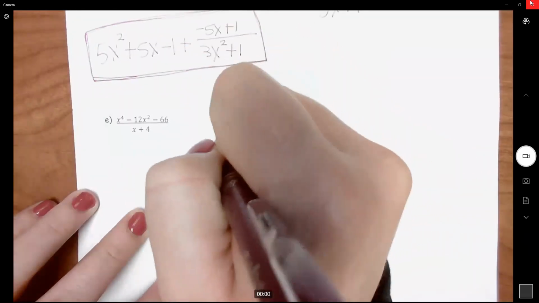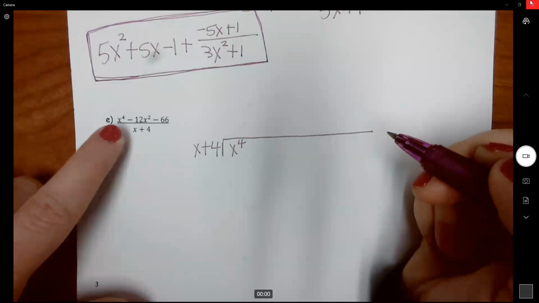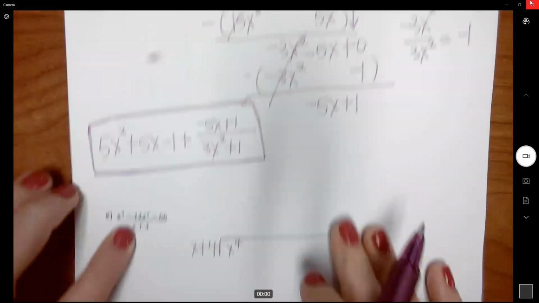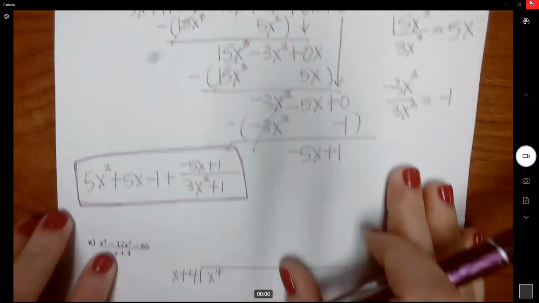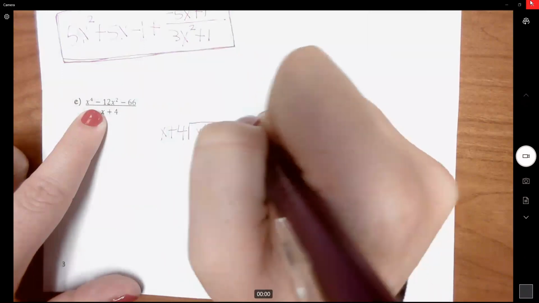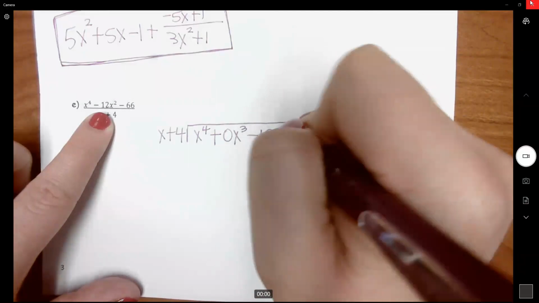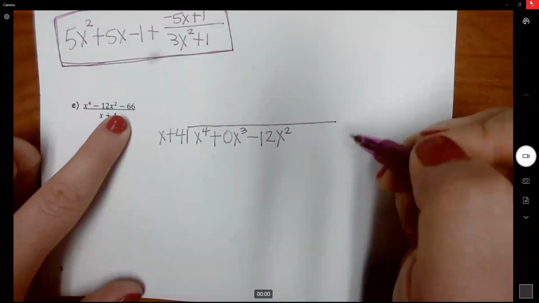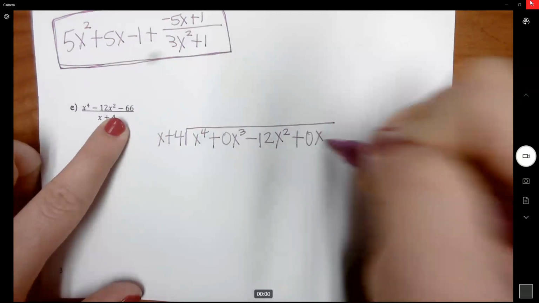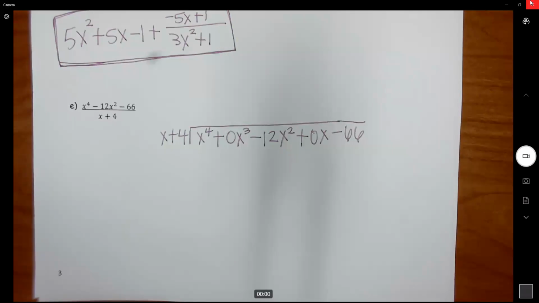So we have x plus 4 on the outside. We've got x to the 4th. I have no cube, so you have to put the placeholder, just how we did placeholders here. You need this completely descending. So I have no x cubes, so this is plus 0x cubed. Then minus 12x squared. You have no x, so another plus 0x, and then minus 66. If it skips the value, you've got to put placeholders in place.